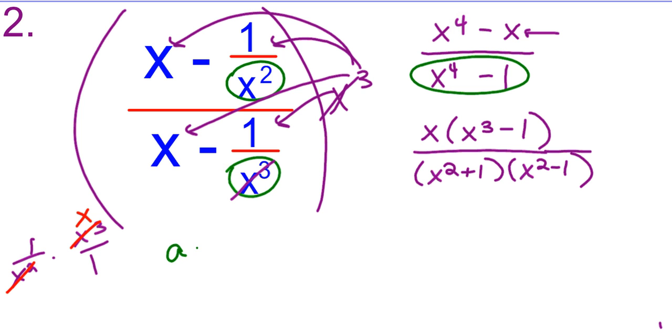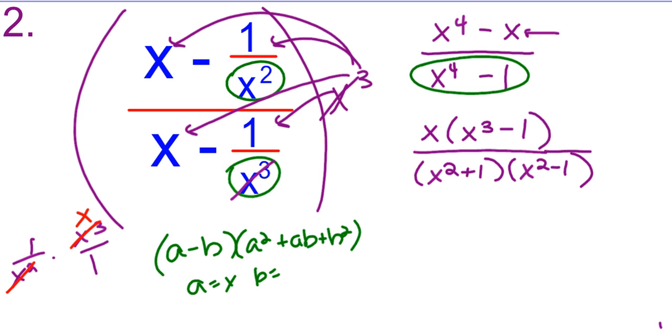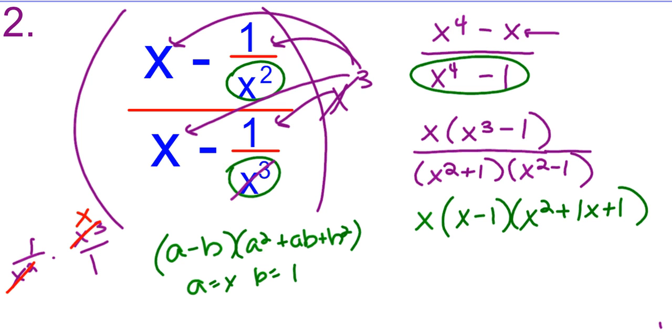The difference of cubes formula, if you remember from your notes, is this. My a is x in this case, and my b is the cube root of 1, which is 1. So in my numerator, I'm going to keep the x that's there, and I'm going to apply the formula with a being x and b being 1. It would be a minus b, a squared plus a times b plus b squared. And that's fully simplified.